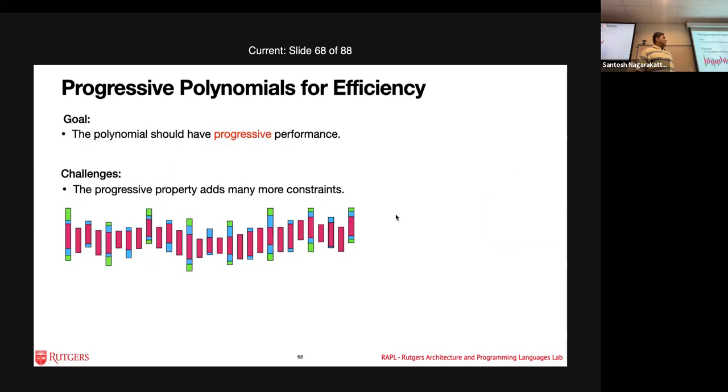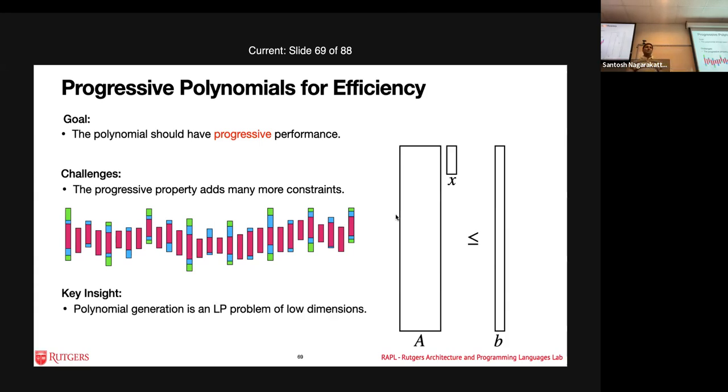Okay. So the last part I want to talk to you about is, this is all cool, but how do we solve this LP problem? Badri pointed out, and Sefer is nodding here, Sefer helped us out with some of it. You have a large LP problem, and with progressive polynomials, you are adding more constraints. How do you solve it? The key observation, as Badri alluded to, was that the linear program that we generate is a linear program of low dimensions. Even though we have billions of constraints, we have very few variables.